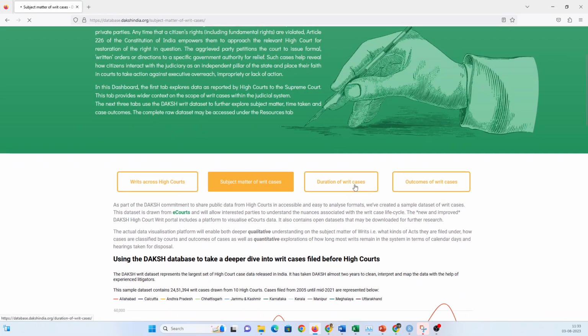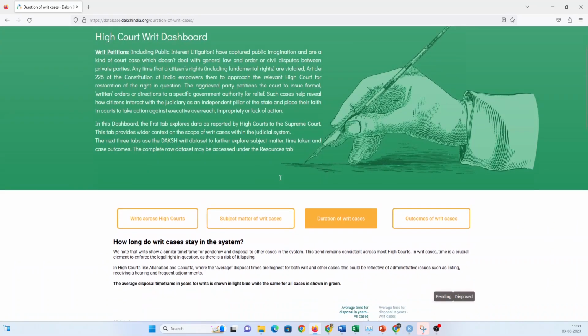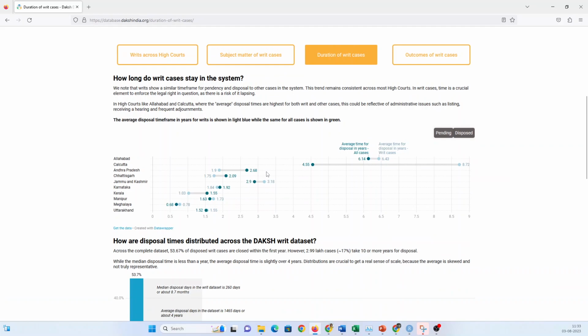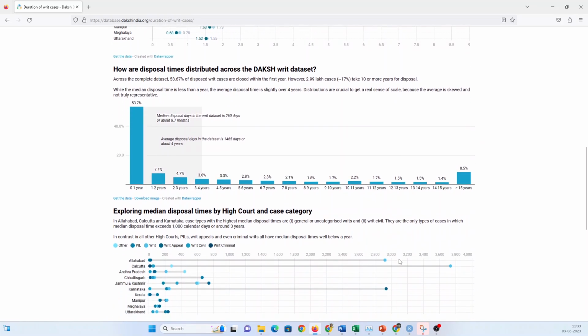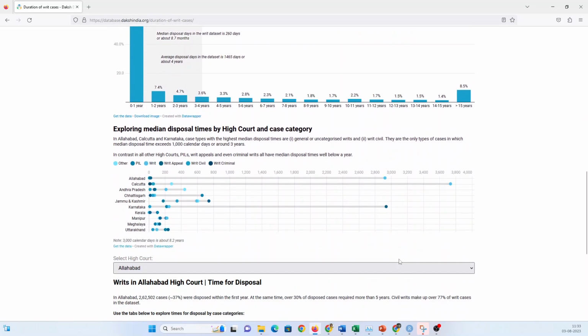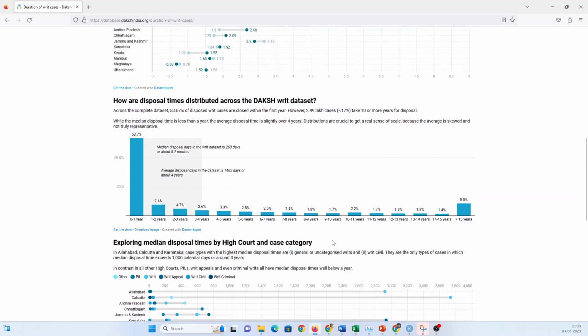The next thing we do is provide an overview for both pending and disposed cases, where we have collected the data of how long they have been active or stayed in the system. We take a look at this not just from the point of view of an average or a median as a measure of central tendency, but also from the point of view of the distribution of these times, as well as how that is disaggregated by high court and by type of writ or bail case.